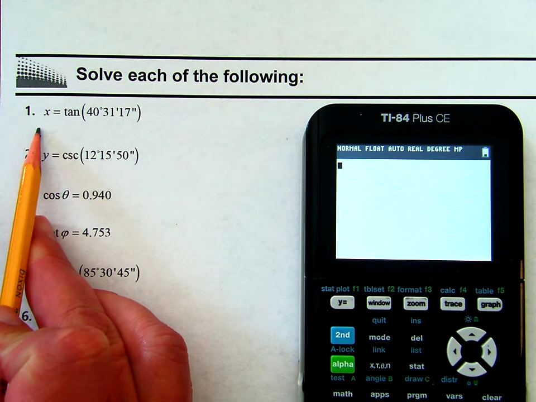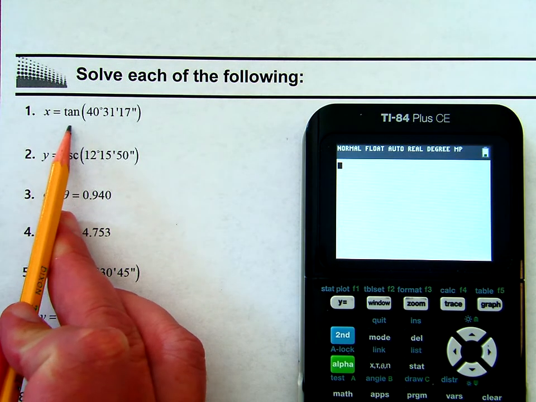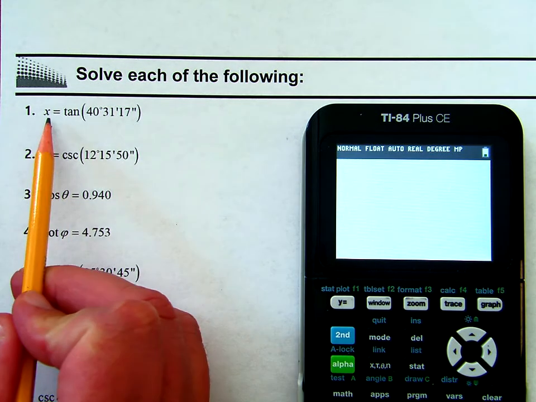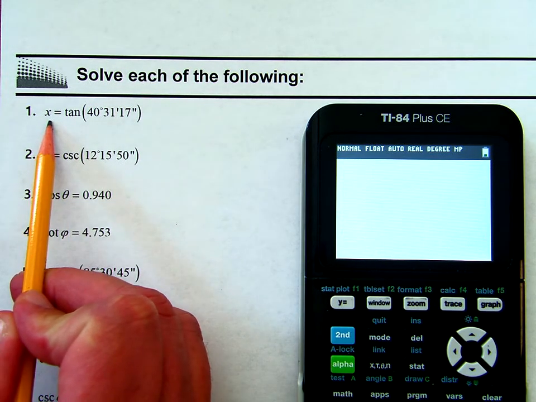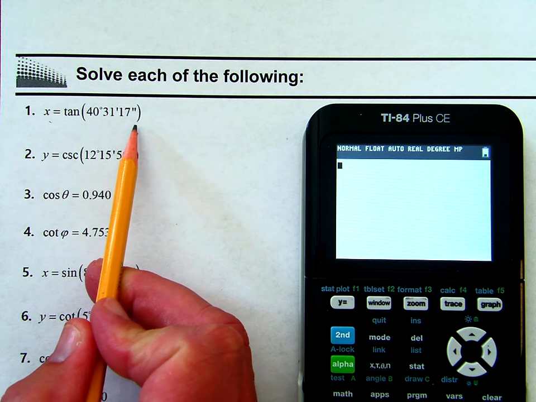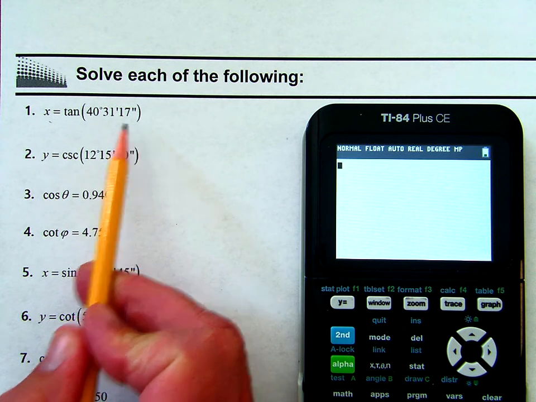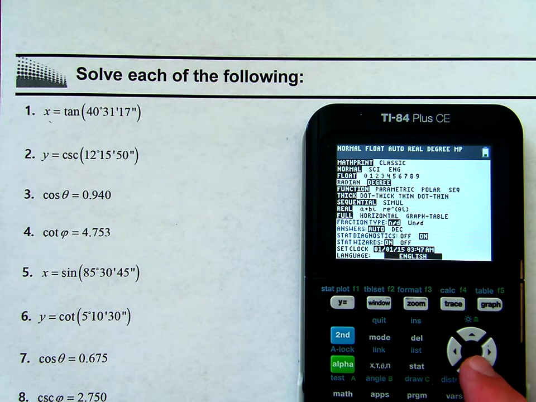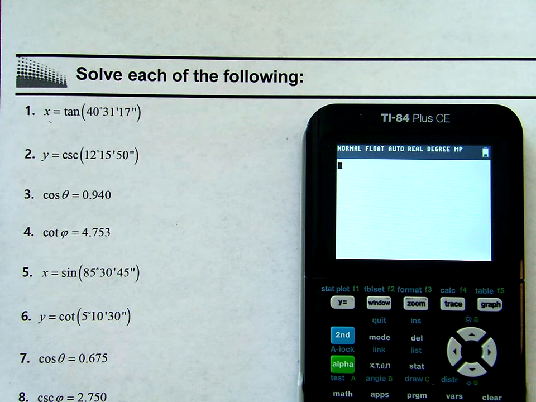For the first problem right here, we have x is equal to the tangent, and our angle is given in degrees, minutes, seconds. The variable we're solving for is already by itself on the left. So the only thing we're doing is typing this expression in using the correct keystrokes on the right-hand side. So I'm going to go to mode, make sure I'm in degree mode. Graphing calculators, remember, default to radian mode. The answer you get in radians will probably make no sense. So I'm good to go with that.